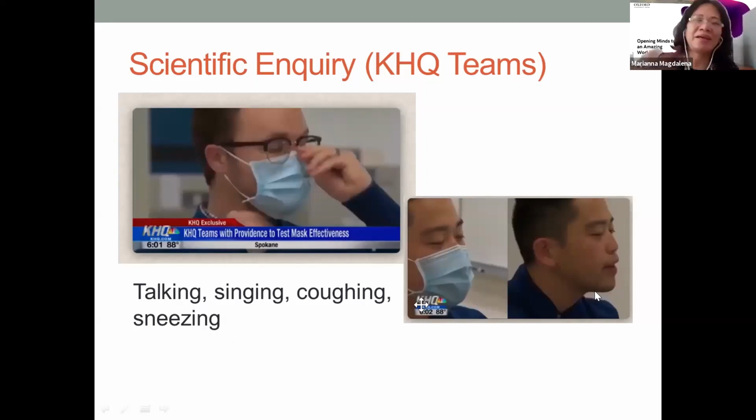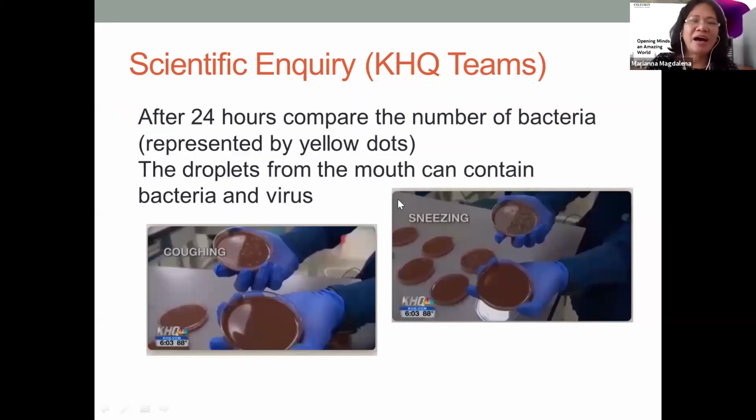And then what was the result? After 24 hours, the number of bacteria represented by yellow dots can be compared. So for coughing, can you see plenty of yellow dots here? This is the result of the man when he did not wear the mask. And this is when he wore a mask. This is coughing, and this is sneezing. Can you see? There is a huge difference between wearing a mask and not wearing a mask.